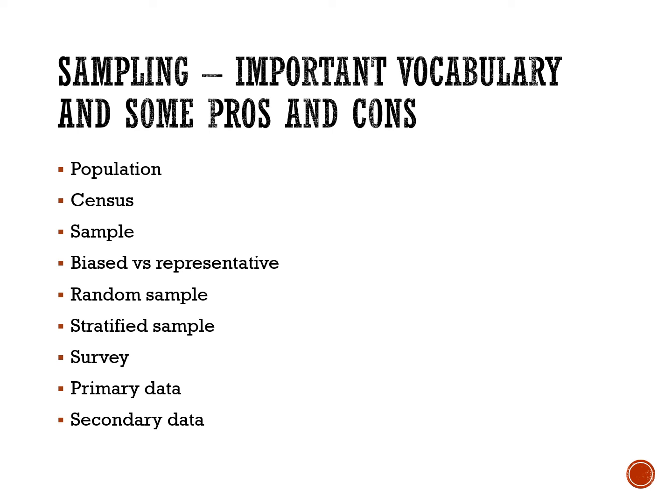We're going to look at some different types of sampling. So there's random sample, stratified sample, survey, and then there's different types of data. There's primary data and secondary data. So you need to understand and know what all of these things mean, because they might turn up in a question to do with the wording. So you've got to know what you're reading.